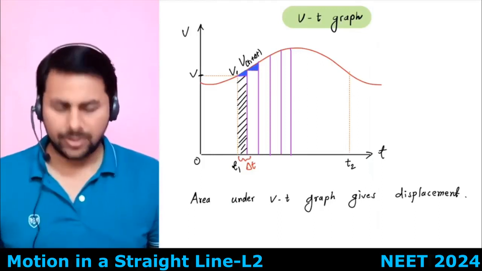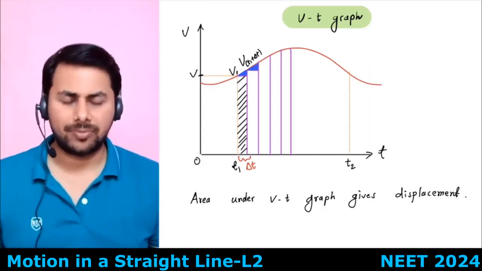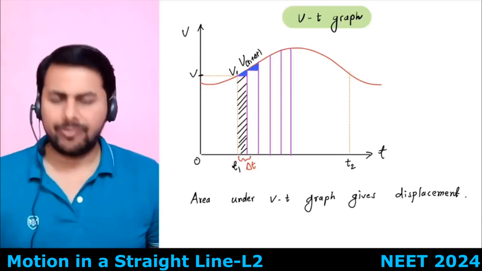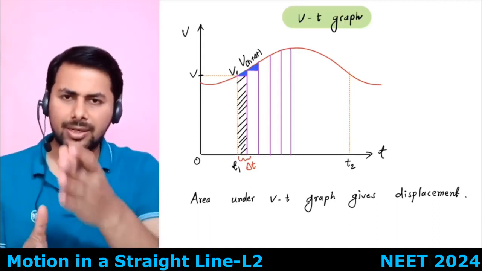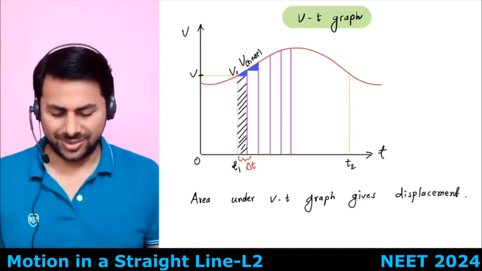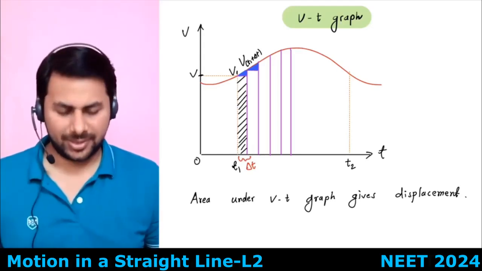Okay, so now we know approximately how we can find the area under the velocity versus time curve. Now this error can be minimized. How can we minimize this error? If we take a large number of pieces, if we take an infinite number of pieces, then what will happen? This error will be minimized.